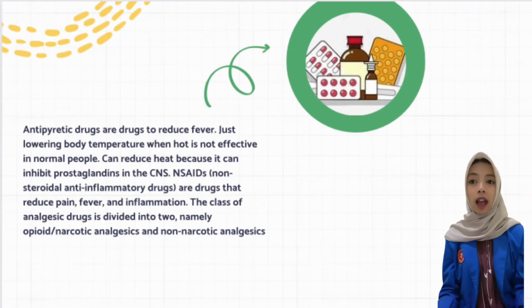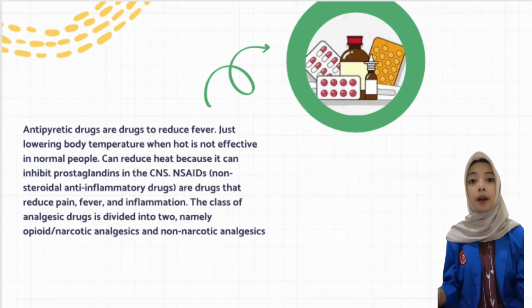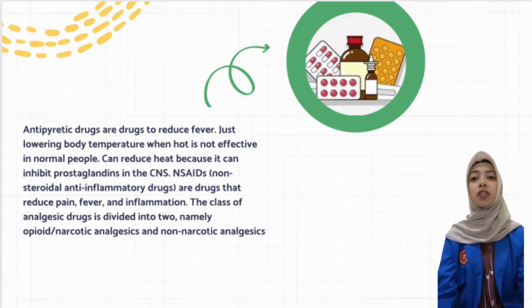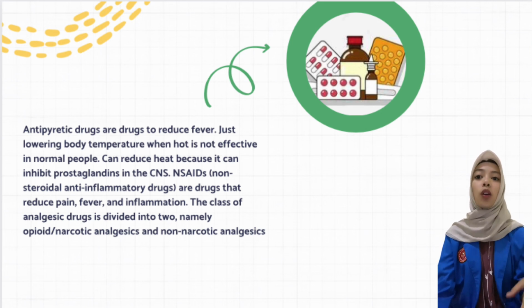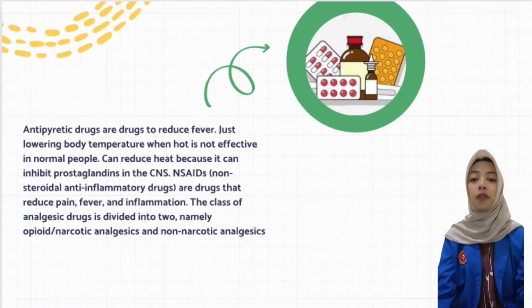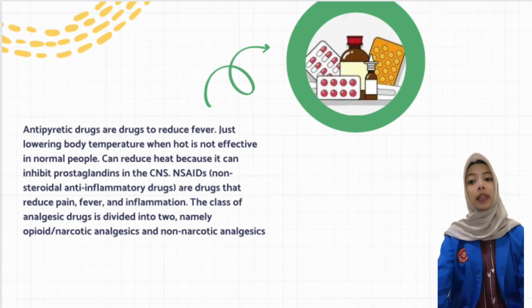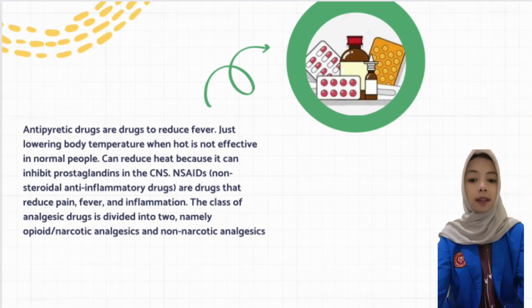Okay, and then antipyretic drugs are drugs to reduce fever. They only lower body temperature when it is hot; they are not effective in normal people. They can reduce heat because they inhibit prostaglandins in the CNS. Non-steroidal anti-inflammatory drugs are drugs that reduce pain, fever, and inflammation. The class of analgesic drugs is divided into two, namely opioid narcotic analgesics and non-narcotic analgesics.